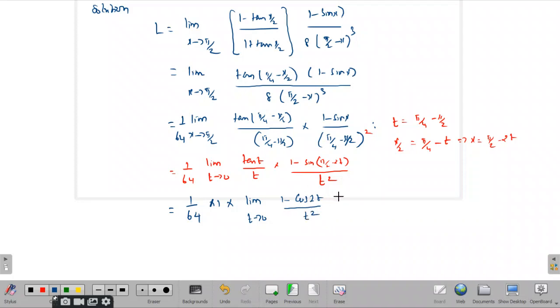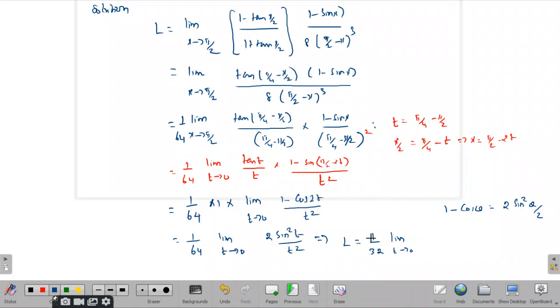Okay, this formula. So 1 by 64 limit as t approaches 0. 1 minus cos theta, just remember the formula, 1 minus cos theta is 2 sine square theta by 2. So 1 minus cos 2t is 2 sine square t, by t square. Once again, student, we can take 2 along with the 64, 1 by 32, limit as t approaches 0 of sine square t by t square. So we can apply the sandwich theorem. Sine square t by t square, by the sandwich theorem, this whole thing is 1. Therefore, the final result L equals 1 over 32. This is the answer, go through it.